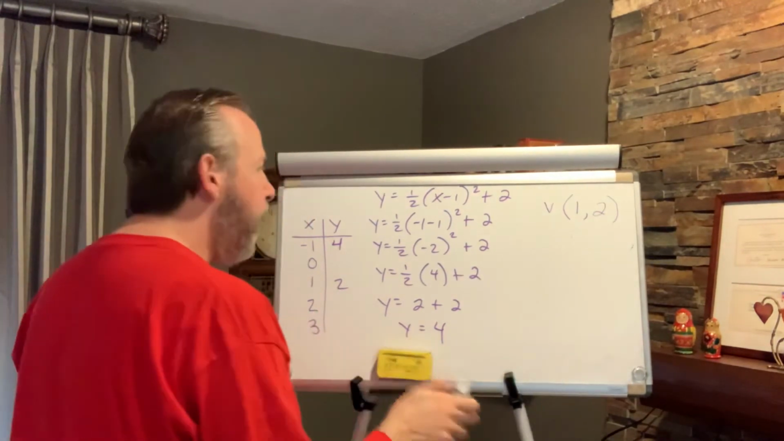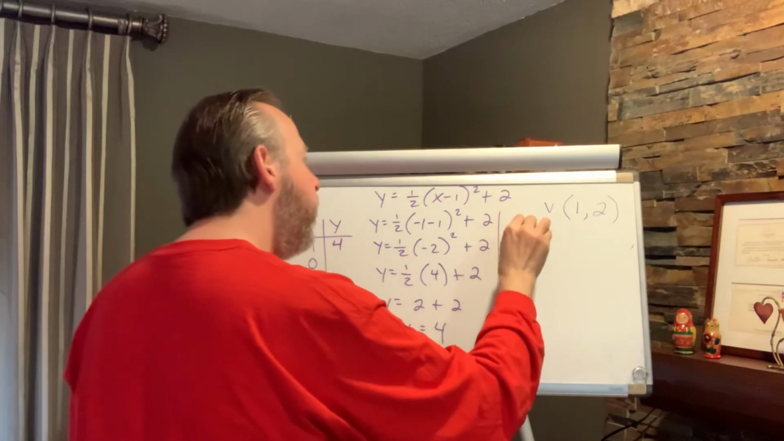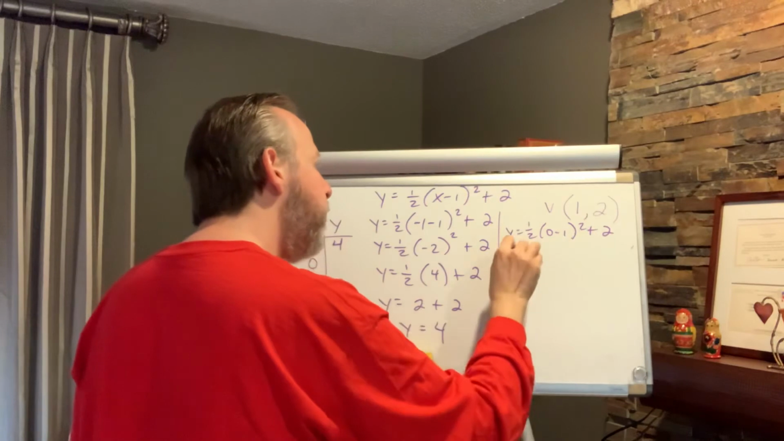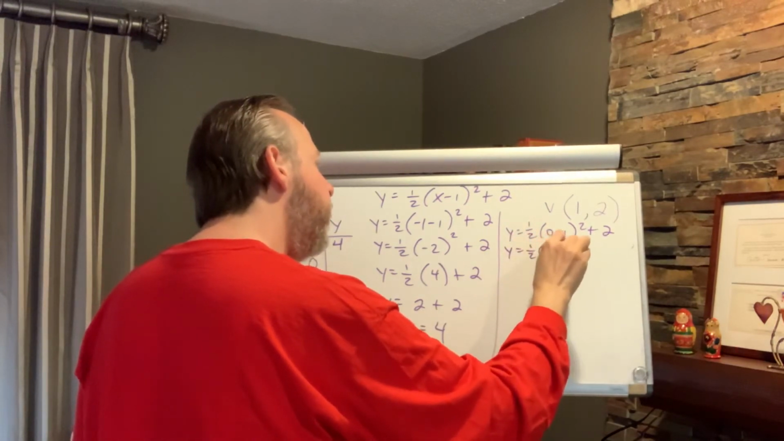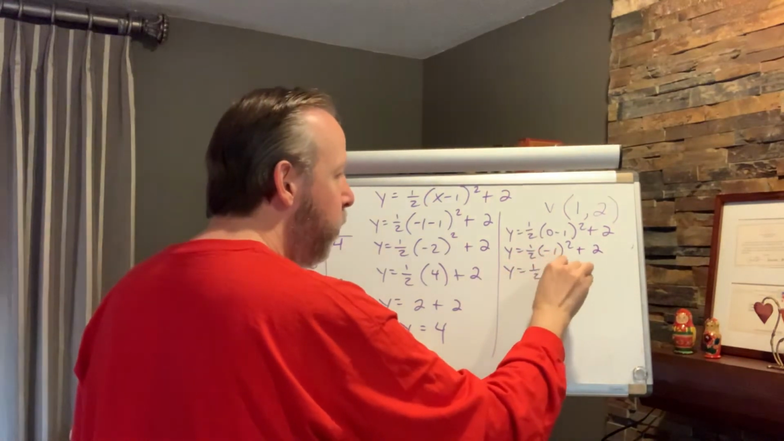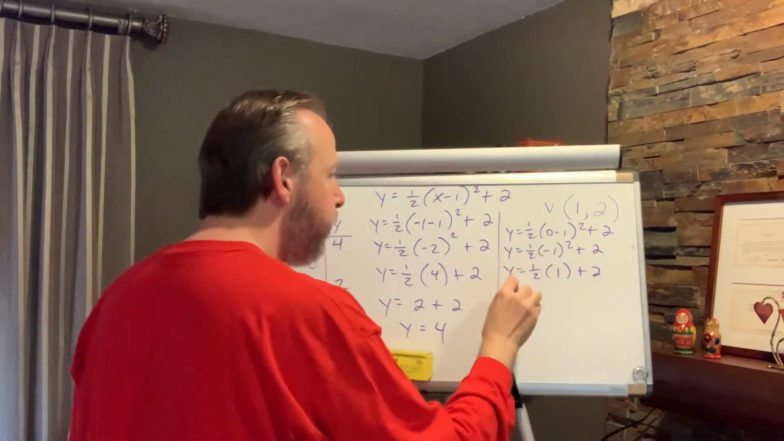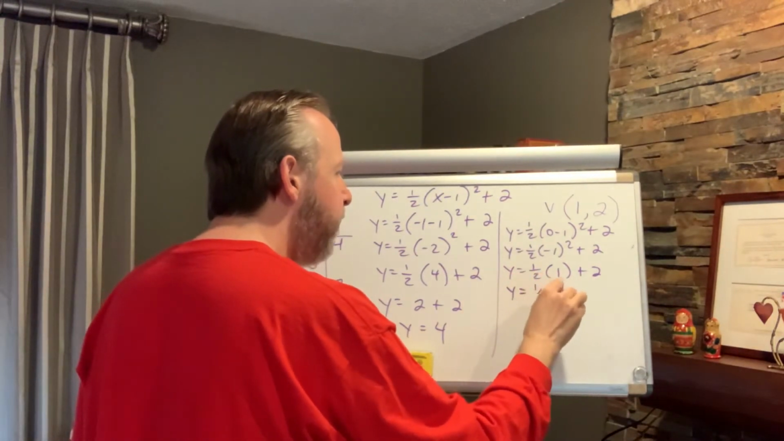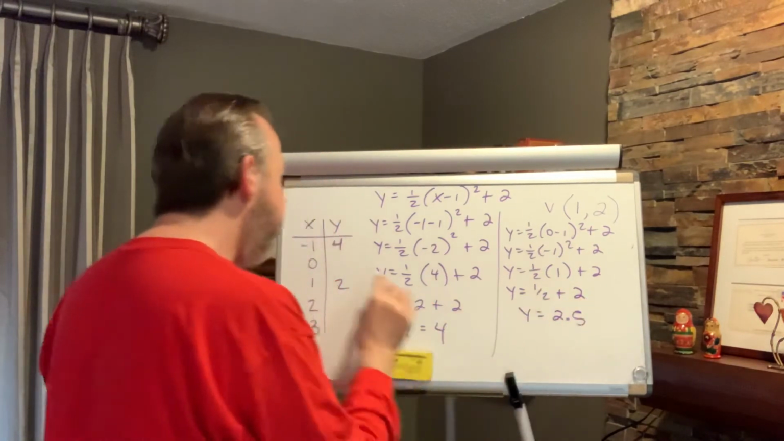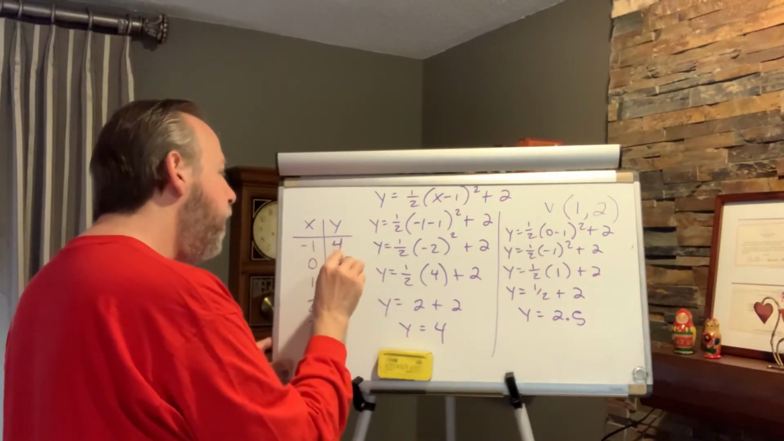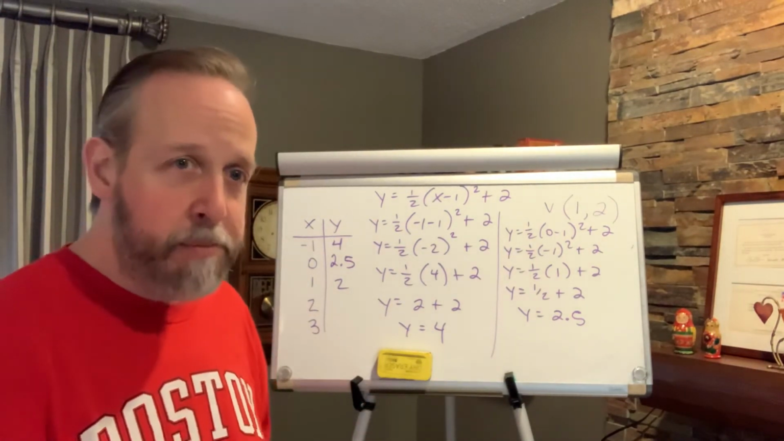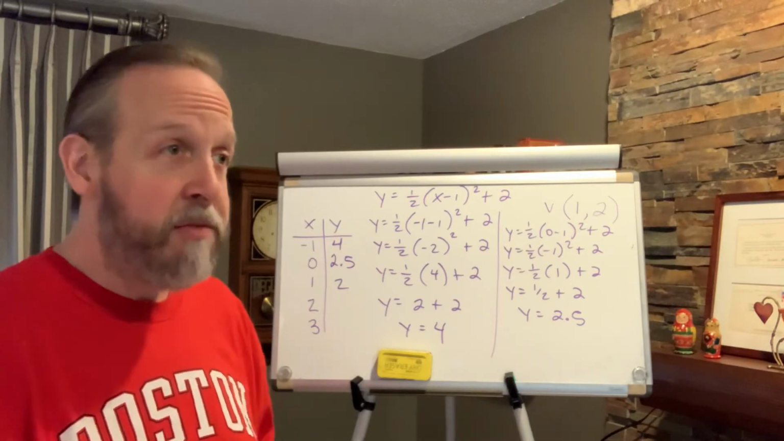And we'll do the input of 0 over here. So y equals 1/2 of 0 minus 1 squared plus 2. 0 minus 1 is negative 1 squared plus 2. Negative 1 squared is 1 plus 2. Half of 1 is 1/2 plus 2, which gives you 2.5 as your output. You're going to keep doing this step by step just to make sure that everything's right. It's fine to have decimal answers too.